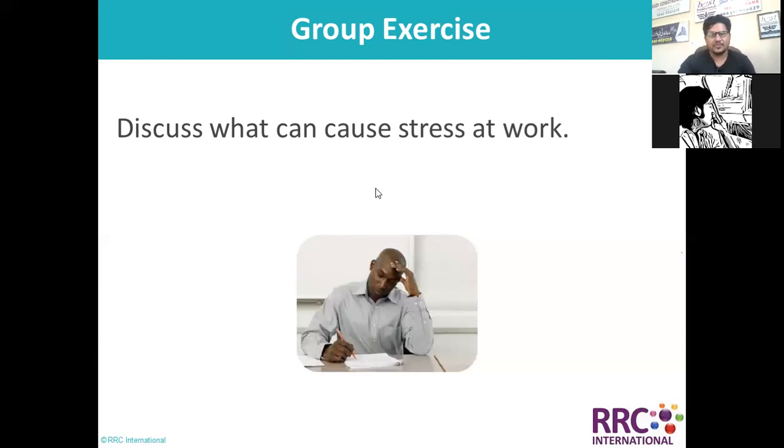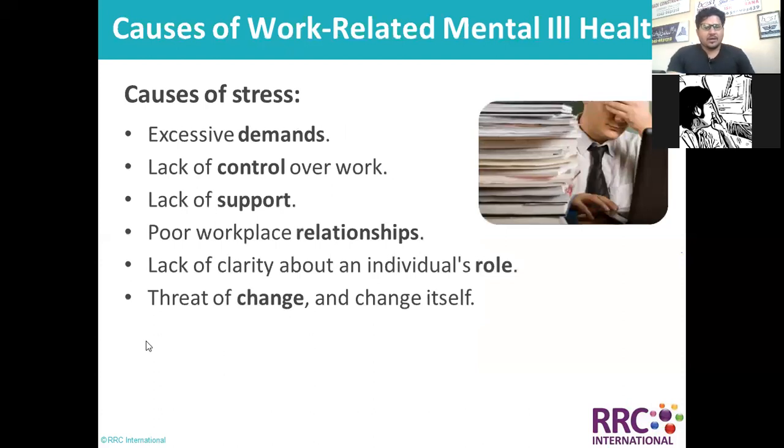Thank you very much for your input, but let's see what NEBOSH is talking about. How many things are there which cause stress? These are the major causes of stress, like excessive demands.